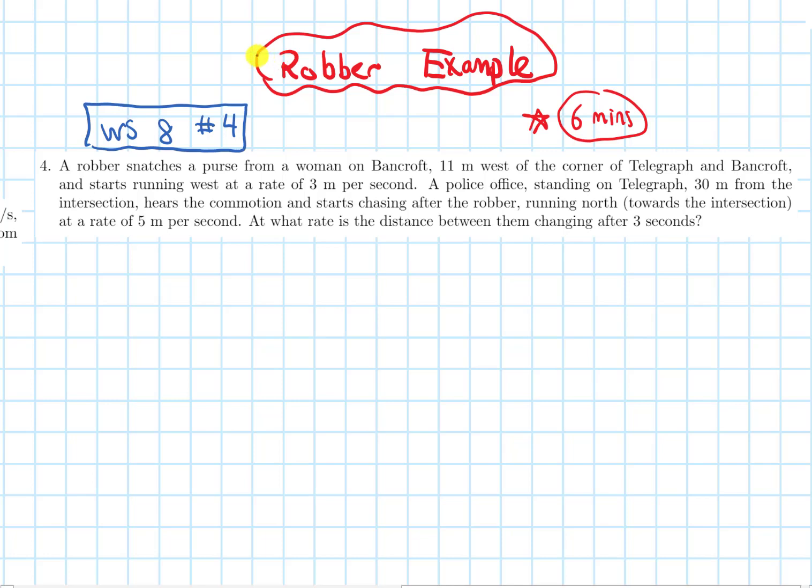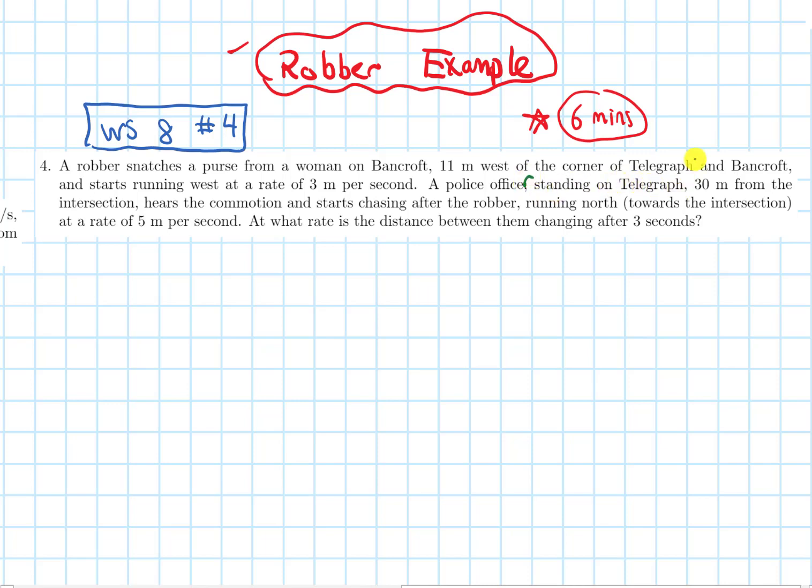In this discussion video, we will do a robber example. This is problem number 4 from worksheet 8, and it says that a robber snatches a purse from a woman on Bancroft, 11 meters west of the corner of Telegraph and Bancroft. Telegraph and Bancroft are two streets in Berkeley, and the robber starts running west at a rate of 3 meters per second.